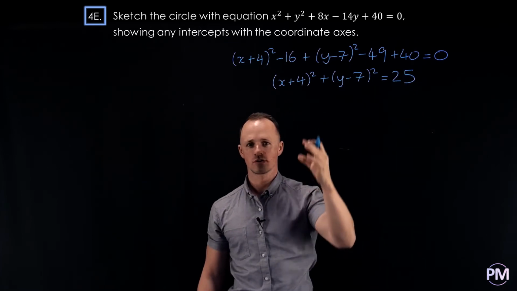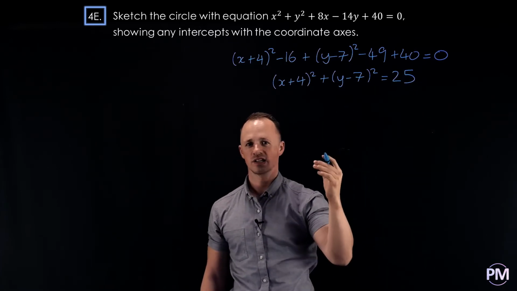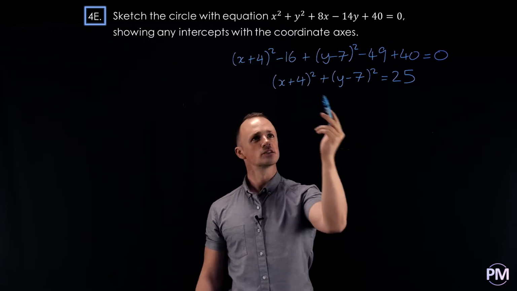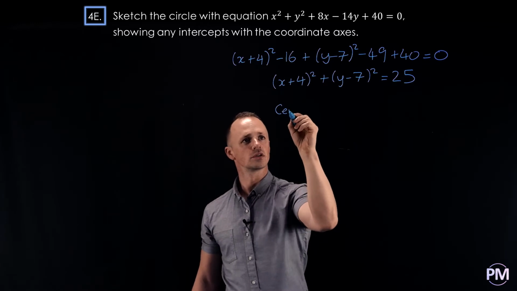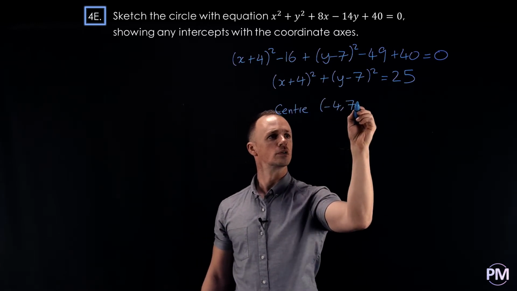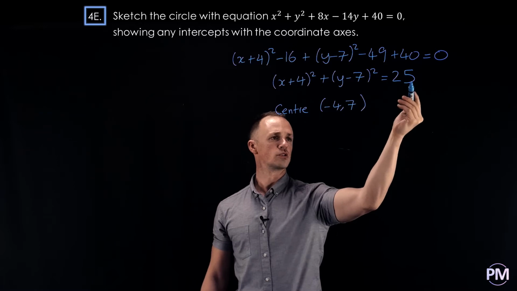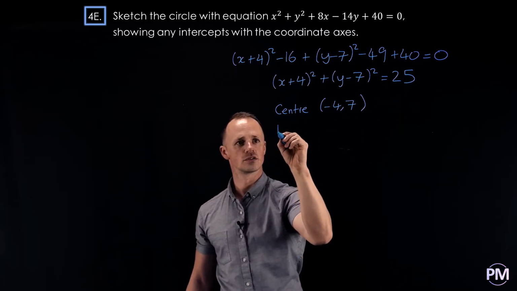Now that I've written my circle equation in completed square form, I can quite easily see what the centre and radius will be. The centre is going to be minus 4, 7. And the radius is going to be the square root of 25, which is 5.